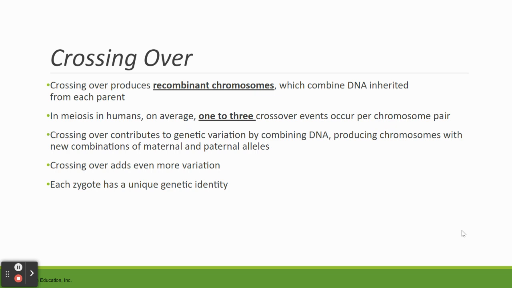Okay, so in crossing over, we've already kind of talked about it. You're going to produce recombinant chromosomes, which are going to combine DNA inherited from each parent. In meiosis, in humans, usually there's 1 to 3 crossover events per chromosome pair. That's actually kind of a lot if you think about it. Crossing over contributes to genetic variation by combining DNA, producing chromosomes with new combinations of maternal and paternal alleles. So it gives us new combinations and genetic variability. Each zygote then has a unique genetic identity, so every zygote is different.